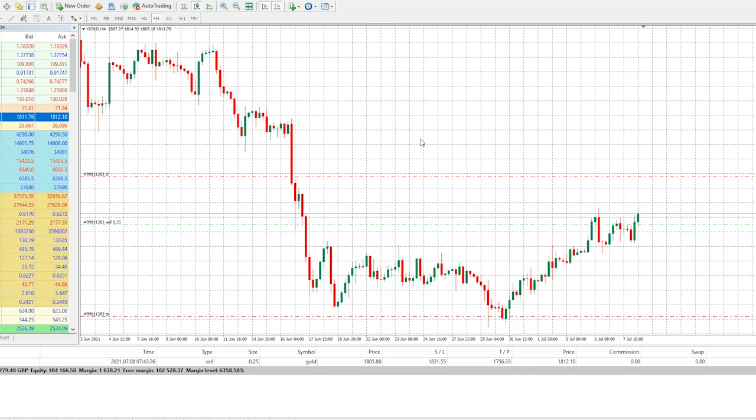Do as you will. What we're looking at here right now is gold. I took this position a while back as a simulation based on technical analysis. We're on 4-hour candles on gold. We've got a resistance level here that was the impetus for maybe selling based on the technical analysis.